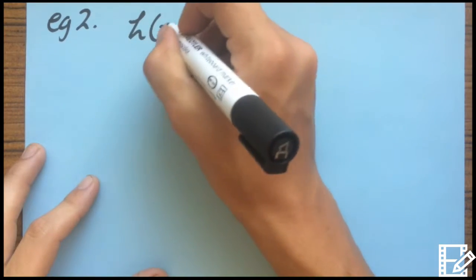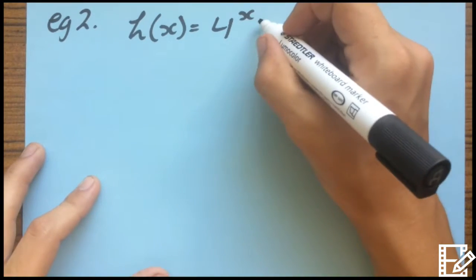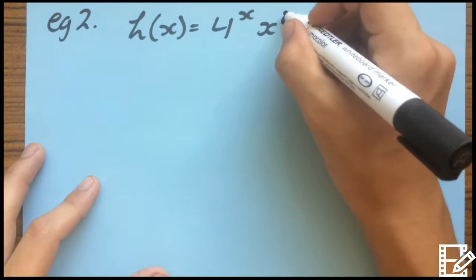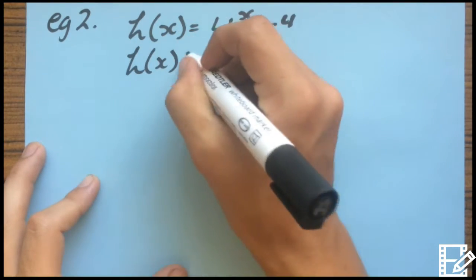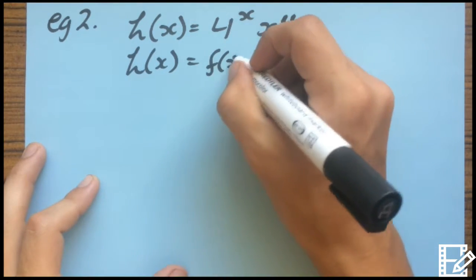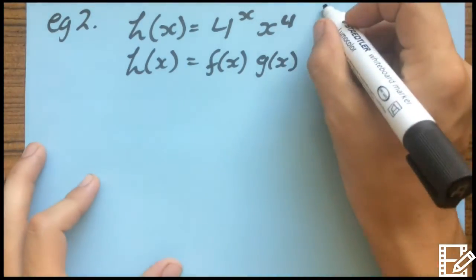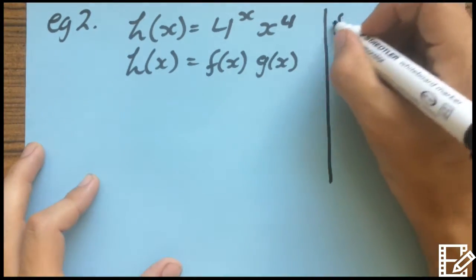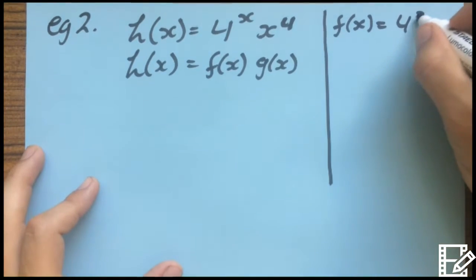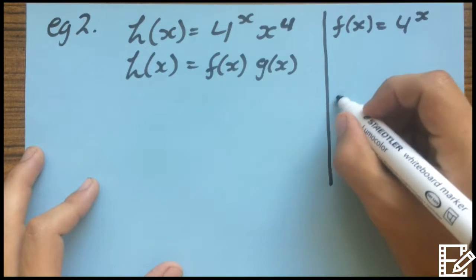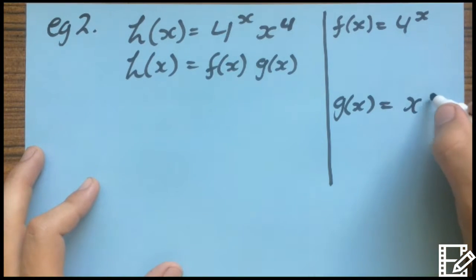Let's say we have 4 to the power of x multiplied by x to the power of 4. We have our first function, we're multiplying it by our second function. If we were to separate the page, f(x) we'll label as 4 to the power of x, and g(x) we'll label as x to the power of 4.